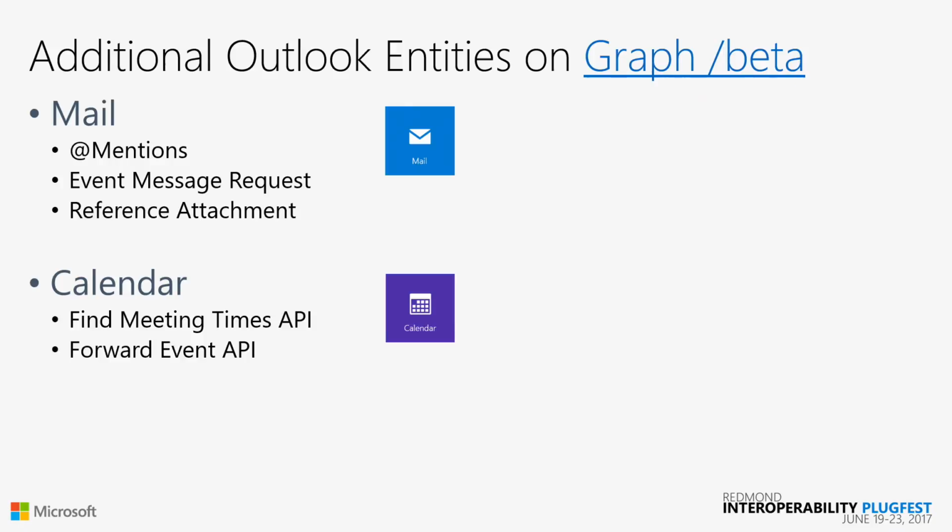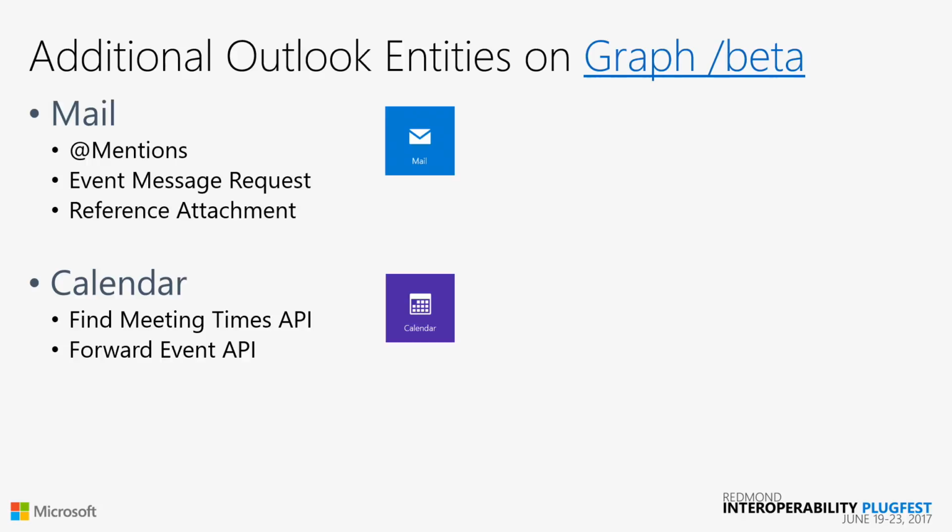So the features that are exposed on the Graph beta endpoint are @mentions. @mentions is the new feature that we are lighting up, where when you type an email, and if you type @user, then that information will also be exposed through Graph. That, hey, this user has been tagged in this email.